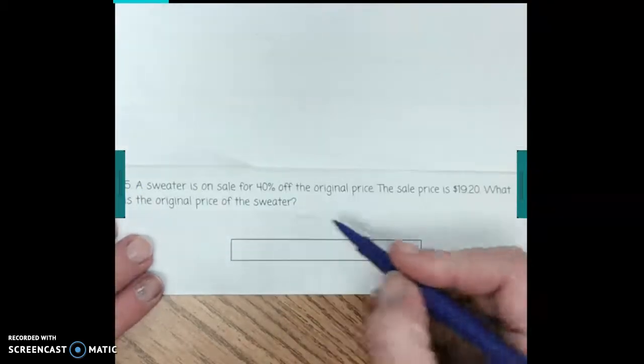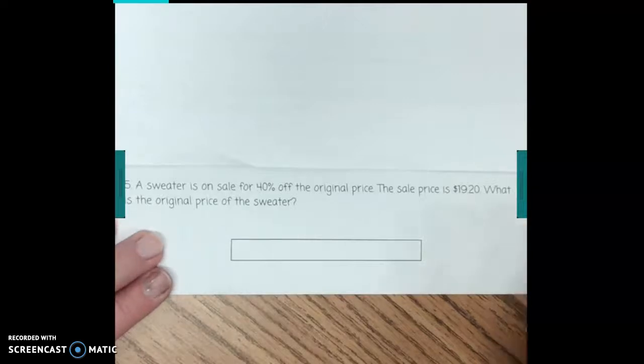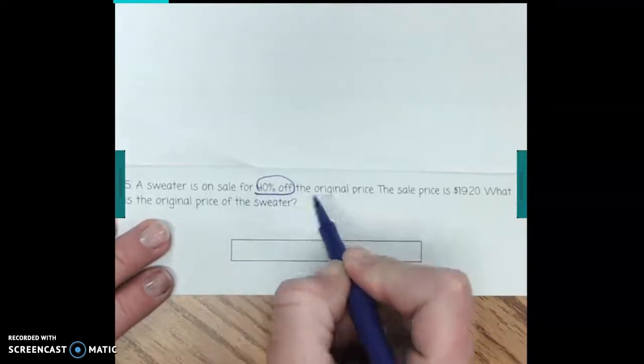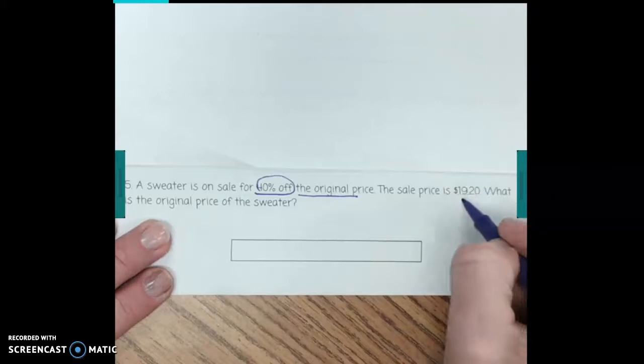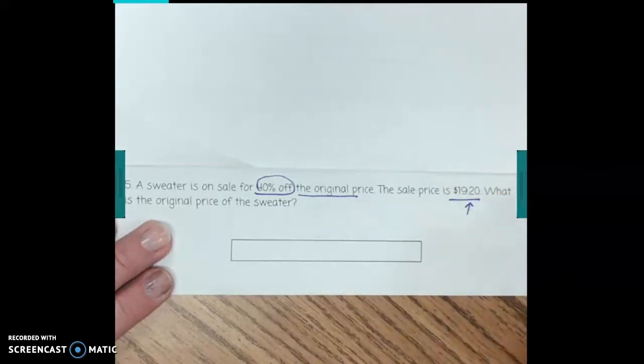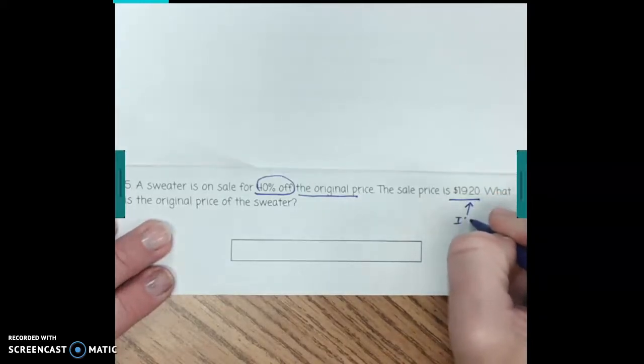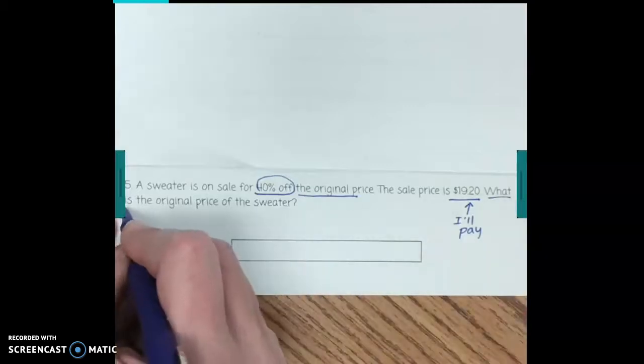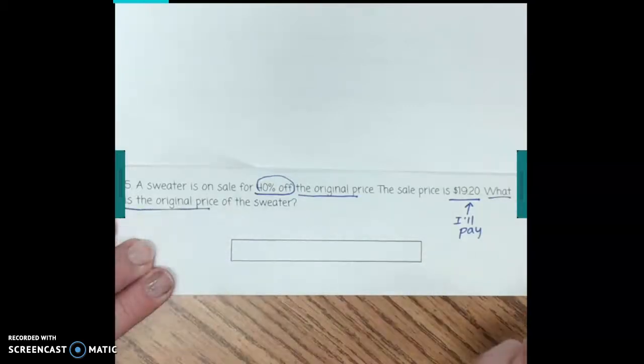All right, this question is similar to the one we just did. A sweater is on sale for 40% off the original price. The sale price is $19.20. That is what they are going to sell the sweater for. That is the amount that I'll pay for the sweater. What is the original price of the sweater? That's the question they're asking.